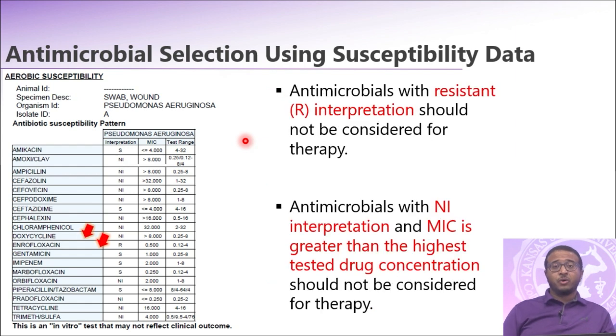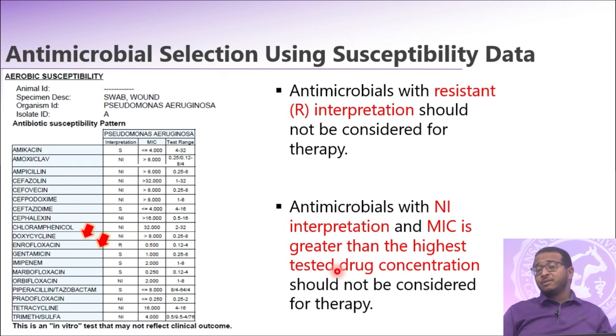First off, antimicrobials with an R interpretation, or resistant interpretation, should not be considered for therapy, simply because, as we said, R means that this specific bacterial isolate, the Pseudomonas aeruginosa here, will not be inhibited by the achievable drug concentration of this specific antimicrobial in the blood or in the target tissue. The example I'm using here is enrofloxacin, right? Enrofloxacin is R per the interpretation criteria, so we should not use it for treatment of this Pseudomonas aeruginosa.